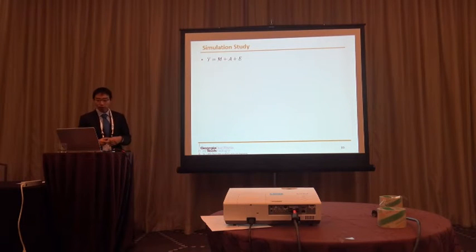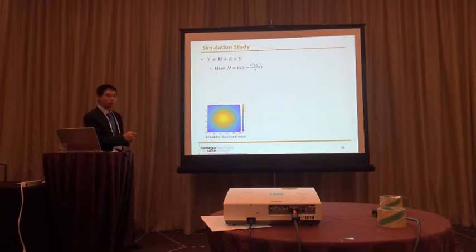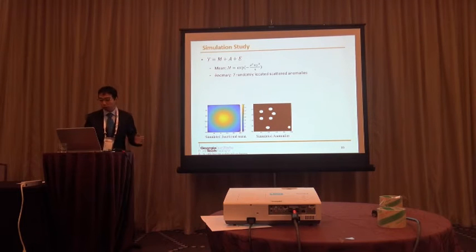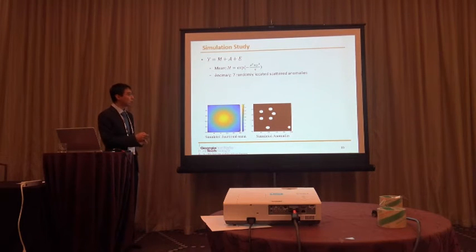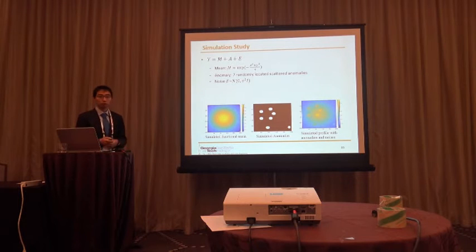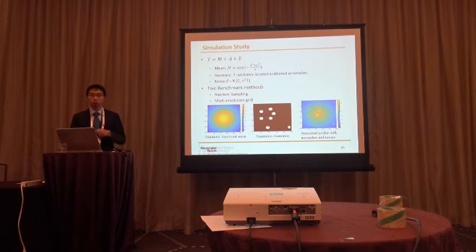So let's look at the simulation study. We would like to evaluate our algorithm using simulation. These are the generating models. We generate our data based on the smooth functional mean from these functions, and then on top of that, we add 7 randomly allocated cluster anomalies. We also add noise on top of that. So this is a simulated profile with noise and anomalies. We compare the algorithm with 2 benchmark methods, which are random sampling and the multi-resolution grid.